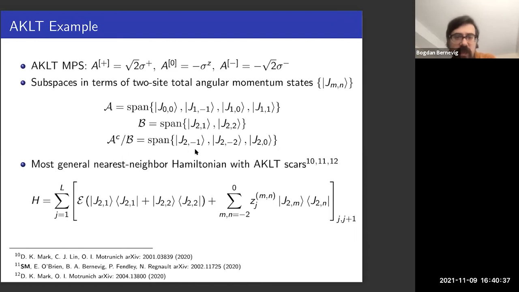But if you project into the complement of B, this is the quasi-particle space, because we chose the operator to be S plus squared. So it's spanned by S plus squared on the ground state. And this is another complement space, the complement space of A minus B. Then you find the most general nearest-neighbor Hamiltonian that has this tower of states. The exact eigenstates that I presented are a tower of states not only for the AKLT, but for this more general Hamiltonian, okay?